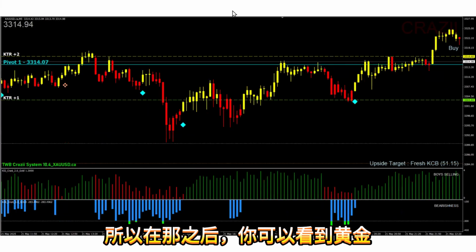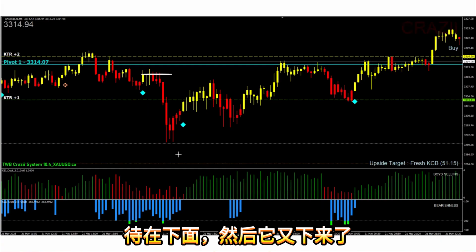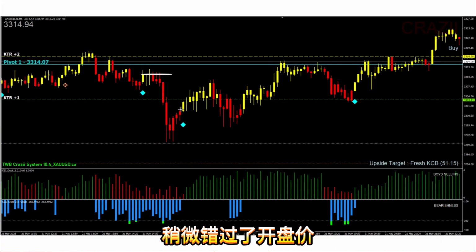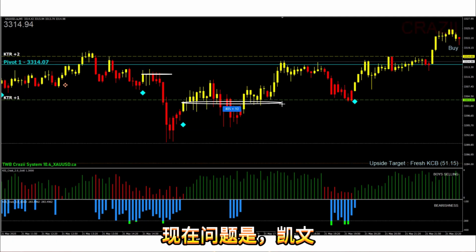All right, so after that, you can see back in gold, the market after that stabilized, stayed below, and then it came back down, missed the OP by a little bit, and then after that, the diamond again, you draw. Now the thing is this, how long can I draw?